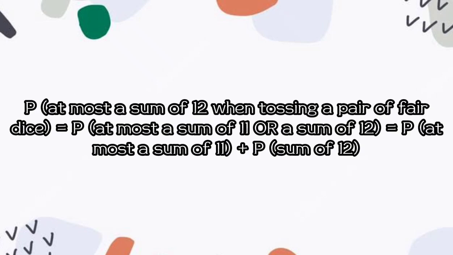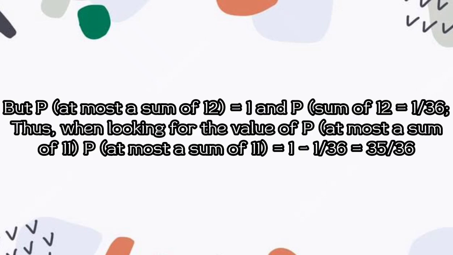P(at most a sum of 12) when tossing a pair of fair dice equals P(at most a sum of 11 or a sum of 12), which equals P(at most a sum of 11) plus P(sum of 12). But P(at most a sum of 12) equals 1 and P(sum of 12) equals 1/36. Thus, P(at most a sum of 11) equals 1 minus 1/36, which equals 35/36.